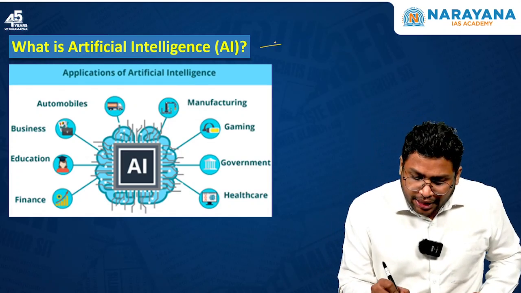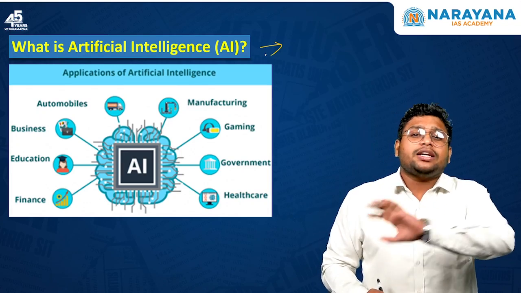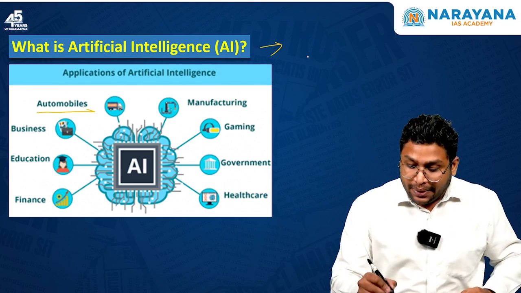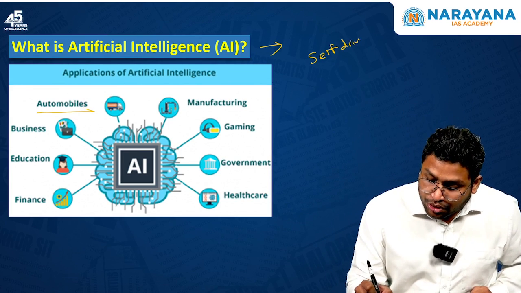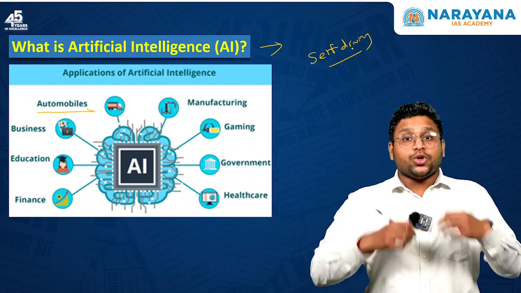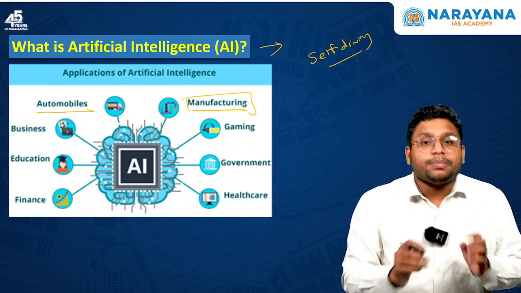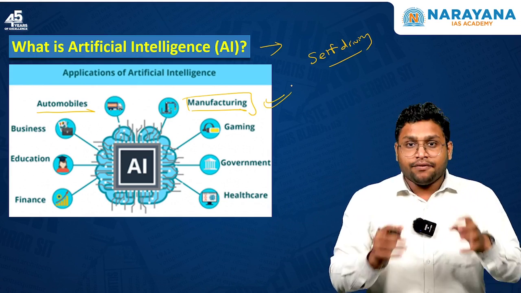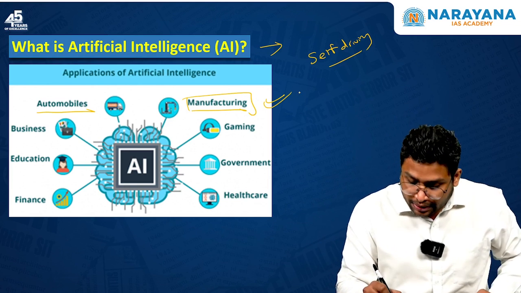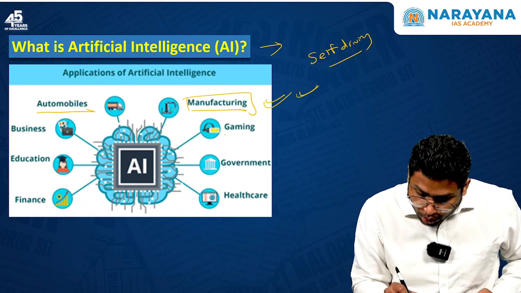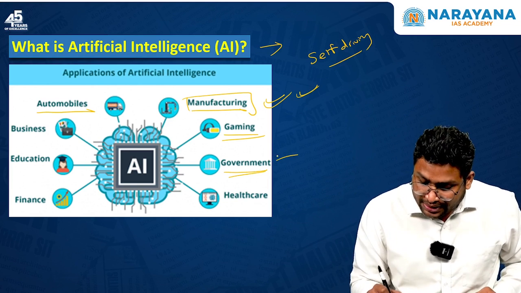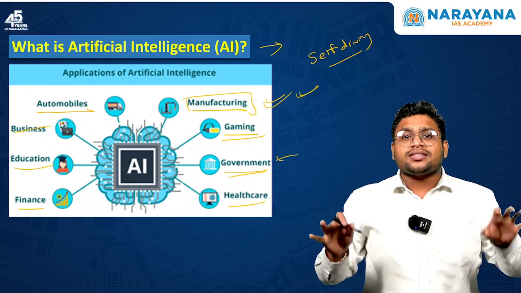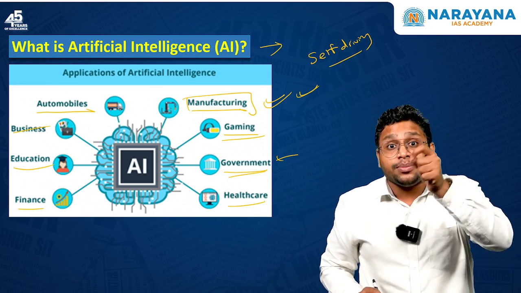Now AI as a technology can be used in multiple sectors. You can use it in automobiles. For example, you have a car, you can build a self-driving car. So this is possible with AI technology. You can use it in manufacturing. Right now, whatever manufacturing we are doing, they can do it on their own. We do not need to do anything. We design the product, you do not need to do that. The computer will take care of it. Then you can go for gaming, government sectors, healthcare, finance, education, business. So there are so many sectors in which artificial intelligence can be used.